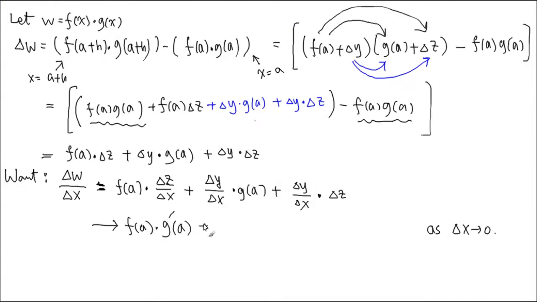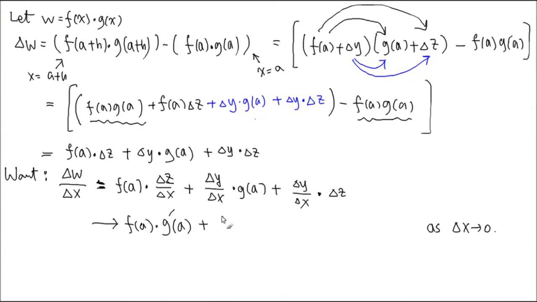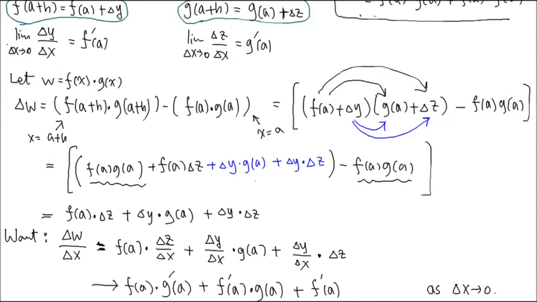And plus, what about this guy? Delta y divided by delta x. We know its behavior is f prime of a, right? So it's f prime of a, multiplied by g prime of a. Now, what about delta y over delta x? That's f prime of a, right? How about delta z?